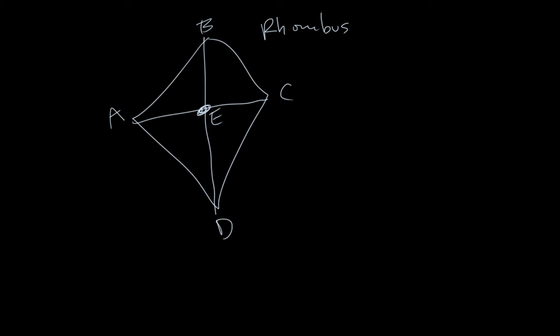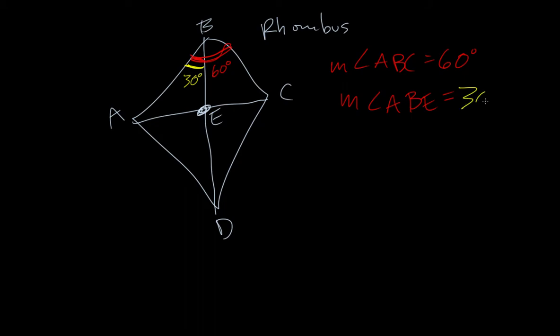Now, the next one with this diagram: the measure of angle ABC is equal to 60 degrees, and then find the measure of angle ABE. So ABC, this big angle, is 60, and then ABE is just this little angle, from here to here. The theorem is that diagonals bisect the angles in rhombi, so this will just be half of that, and so it'll be 30 degrees.